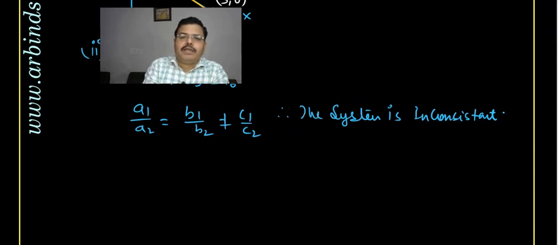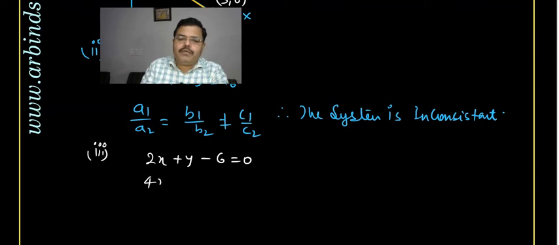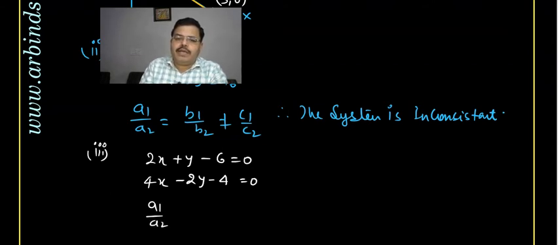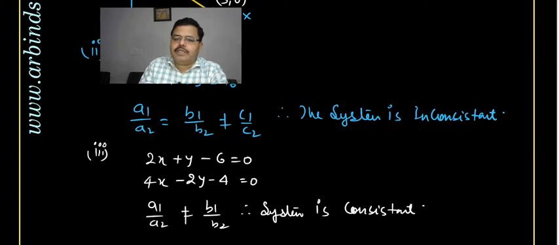Now question number 3 is 2x plus y minus 6 is equal to 0 and 4x minus 2y minus 4 is equal to 0. Here a1 by a2 is not equal to b1 by b2, because a1 by a2 is 1 by 2 and b1 by b2 is minus 1 by 2. So these are not equal, and therefore the system is consistent and has a unique solution.